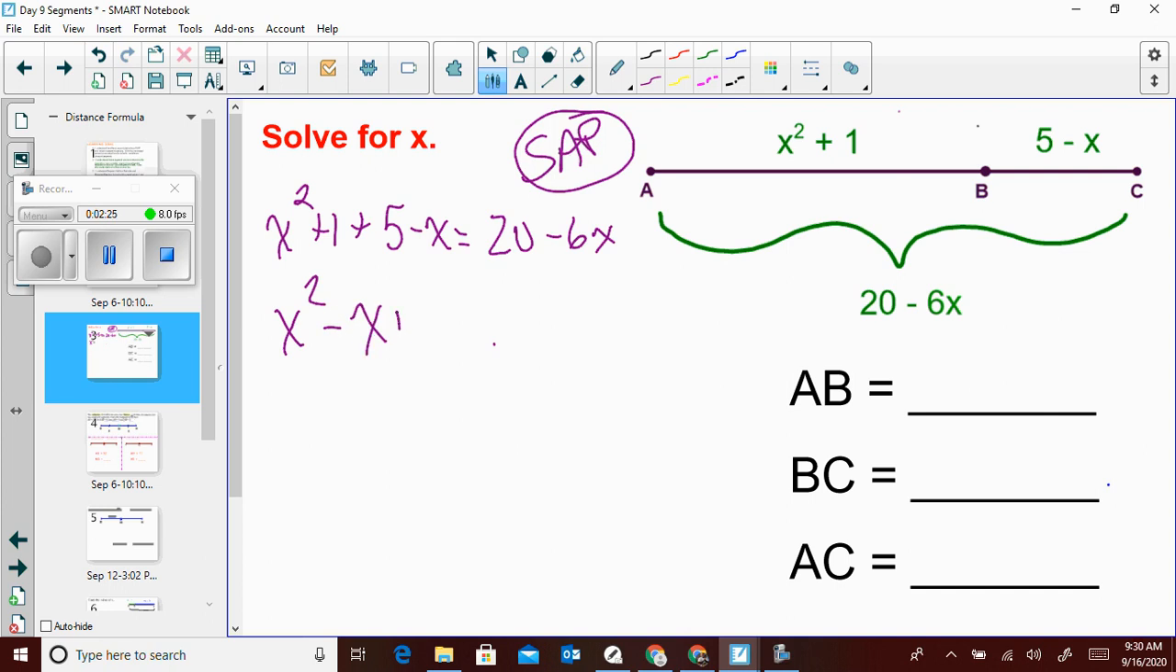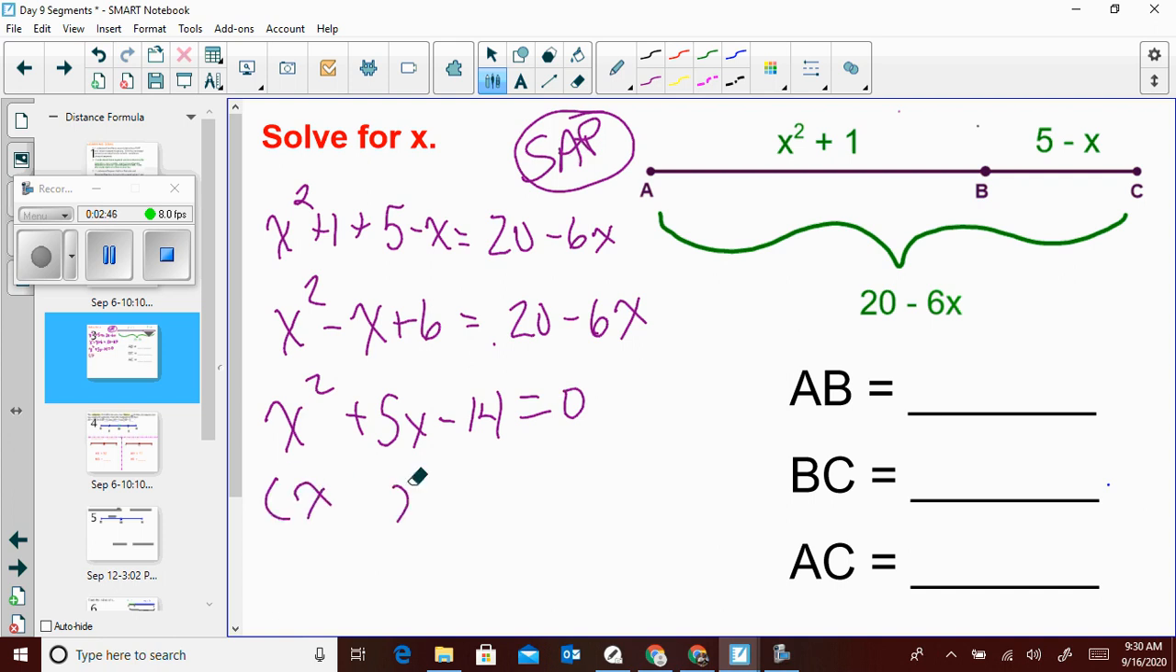X squared minus x plus 6 is 20 minus 6x. Let's bring this 6x over. X squared plus 5x. Let's bring this 20 over. Minus 14 is 0. Okay? Whenever we have the x squared and the x's, we're going to be factoring. Multiply to give me 14, subtract to give me 5. 7 and 2, positive 5, negative 2. So therefore, x equals negative 7 or 2.